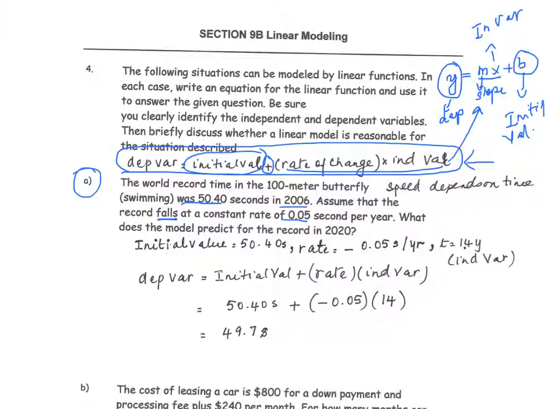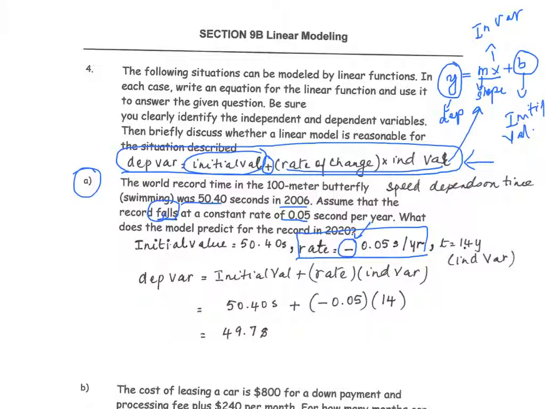So the rate is given to us. It's 0.05 seconds per year. And remember that it falls, so be careful with the signs when you write down your rate. This is important. Since the record falls at that rate, the time is decreasing at that rate. So that would have to be a negative 0.05 seconds per year. That's how we describe the rate in this case.